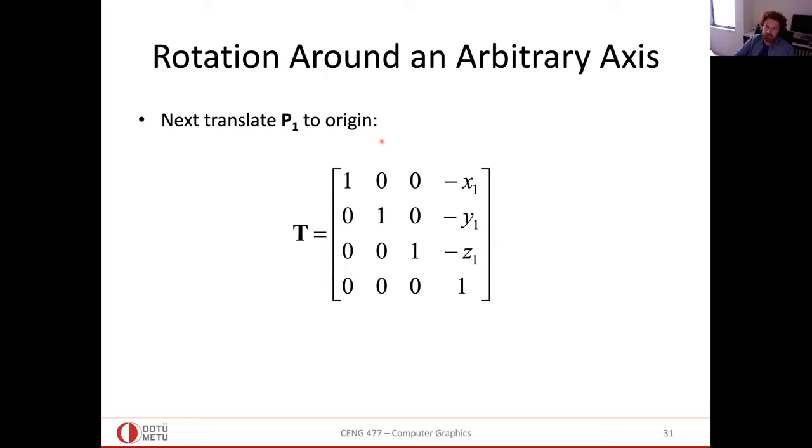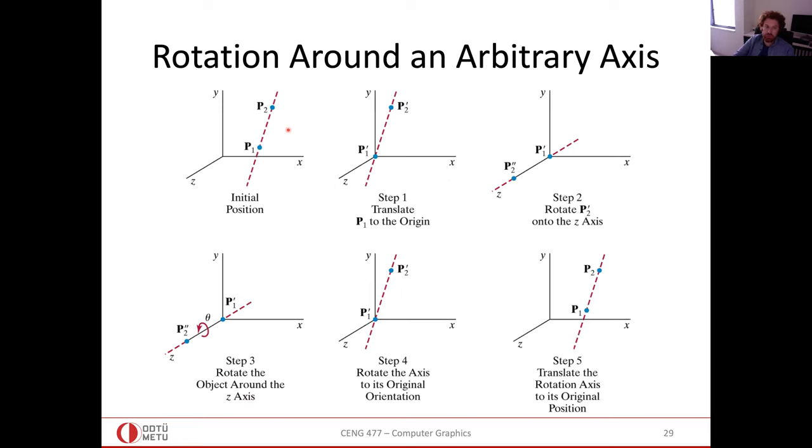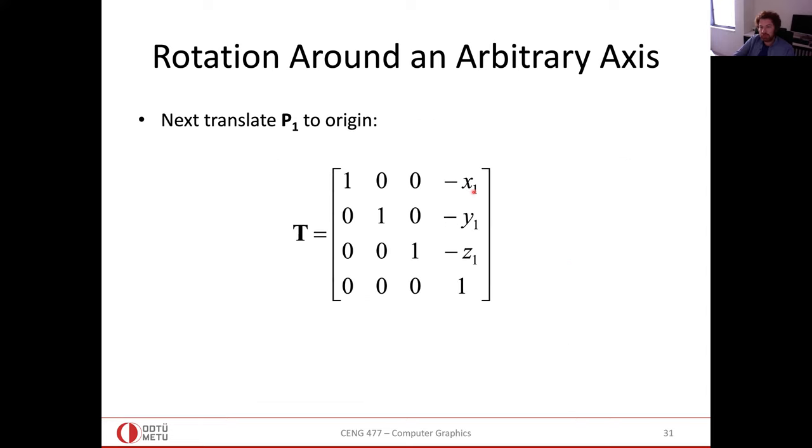Translate to the origin, again, so x1, y1, z1 are the coordinates of P1, this point. So if I subtract x1, y1, z1 from everyone in my life, then that P1 specifically goes to 0, 0, 0, and others go somewhere else based on this translation.